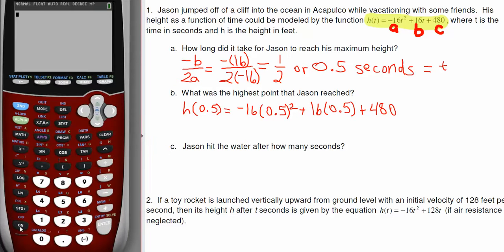So come over to the calculator and we're going to do negative 16 times 0.5 squared plus 16 times 0.5 plus 480. And we hit enter. So we find out that his maximum height is 484 feet.